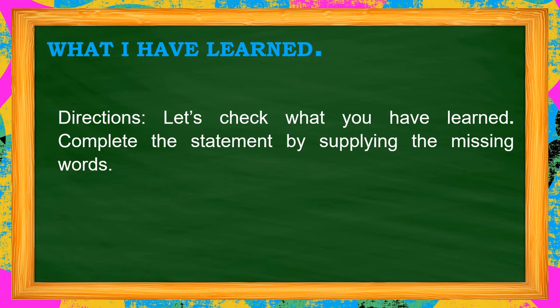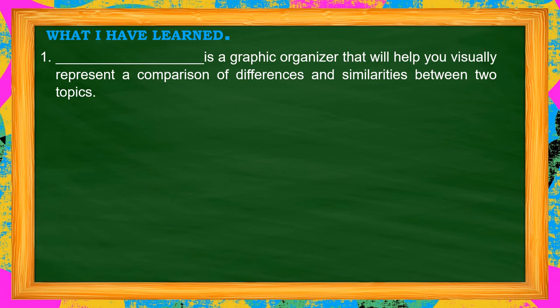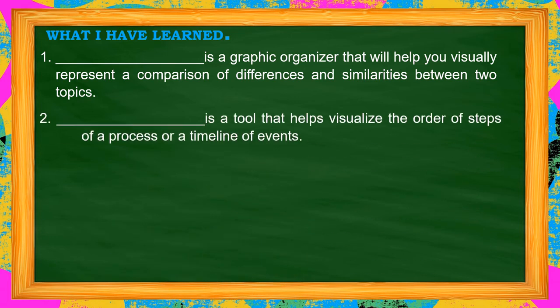All right. So check what you have learned. Please complete the statement by supplying the missing words. I hope your notes are ready with you. Number 1. Blank is a graphic organizer that will help you visually represent a comparison of differences and similarities between two topics. Number 2. Blank is a tool that helps visualize the order of steps of a process or a timeline of events.